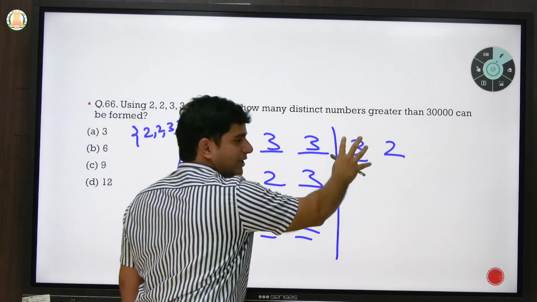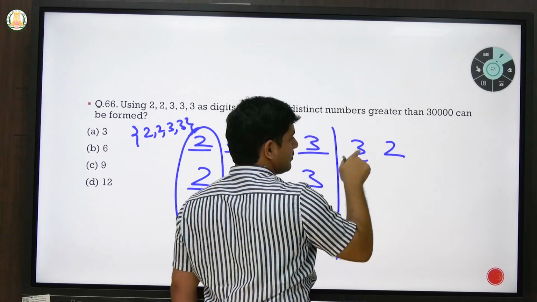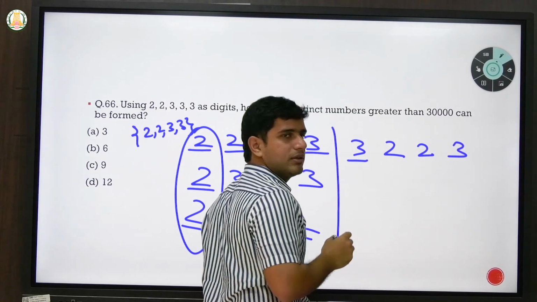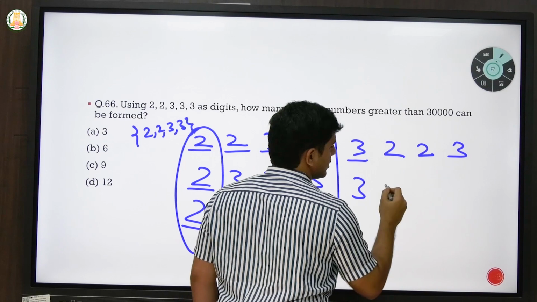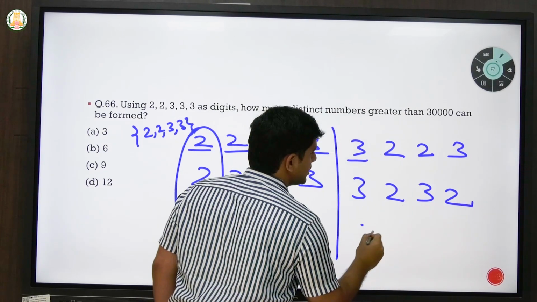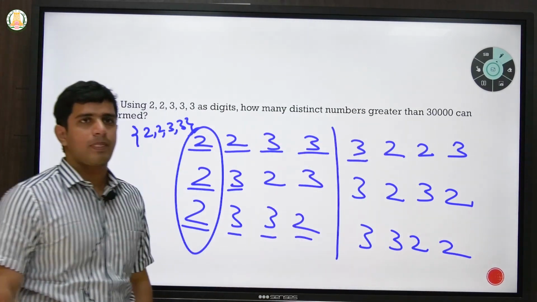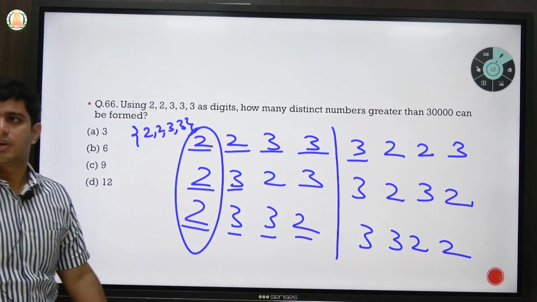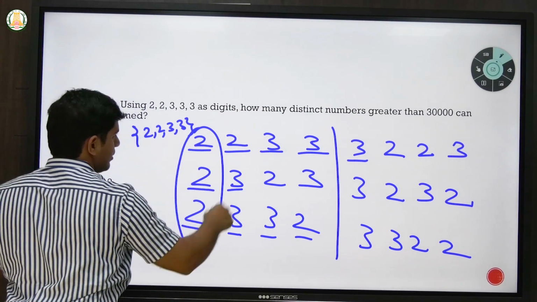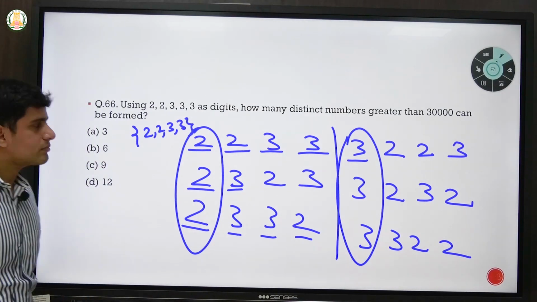Here also, once I have fixed my first number, the other numbers I'll again start in ascending order. Once I have fixed 3, I'll put all the least numbers first, 2 2. Then I'll keep the bigger number. Then I'll change it here. Then again I can change it here. So are all these different? All 6 numbers that you got are different? All these are starting with 2 and you can find the difference, and all these are starting with 3 and you can find the difference.